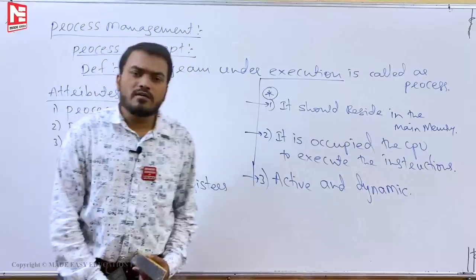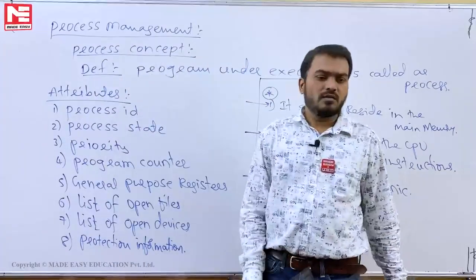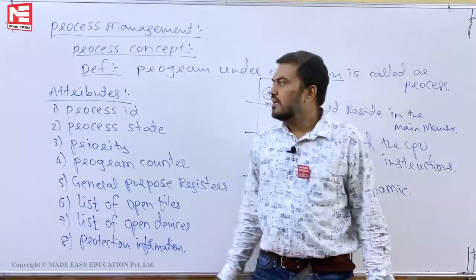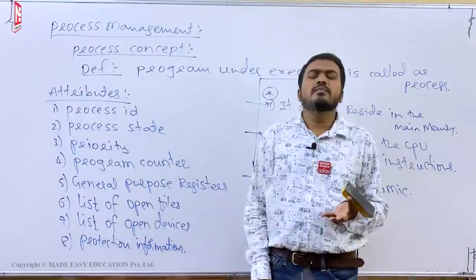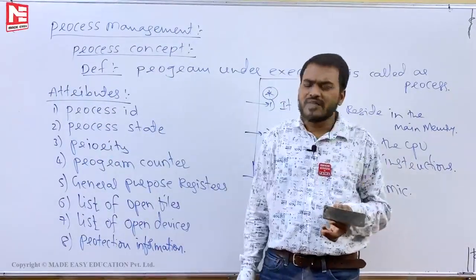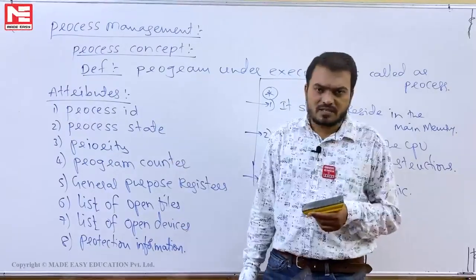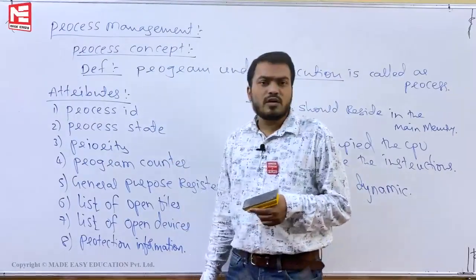So what is the meaning of all this? We will understand one by one. Okay, so all of you copied this, right? Now understand here, these are the general attributes. If you take any operating system, generally the process will have these attributes. Let's try to understand one by one.